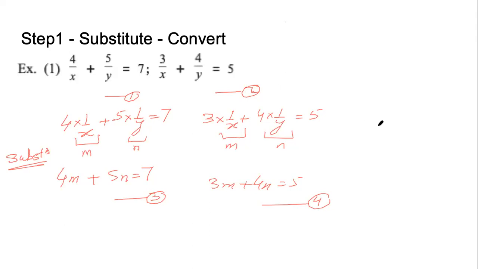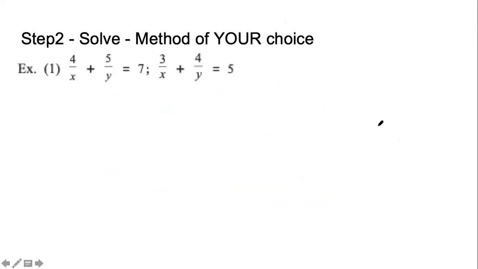Moving on. Step number 2 is to solve. Solve what? Solve the linear equations that we have got. What are the equations? I don't even need to remember, you can just look at them: 4m plus 5n equals 7 and 3m plus 4n equals 5. Now we need to solve them. You can use any method. Let us try the determinant method, which we studied only yesterday.